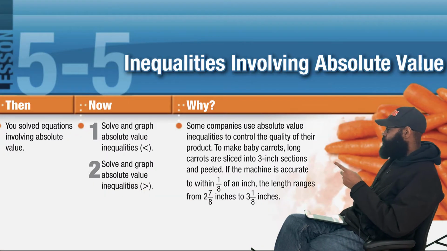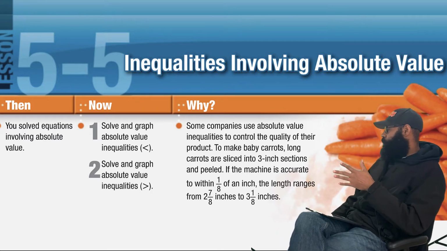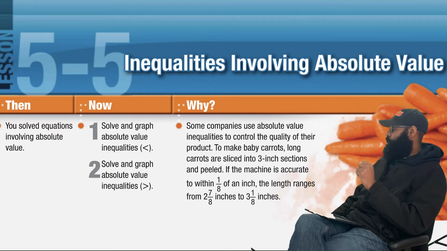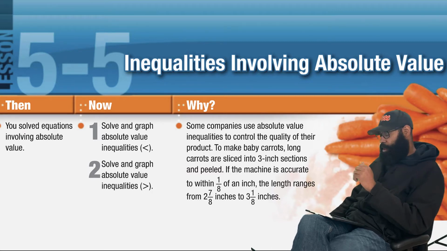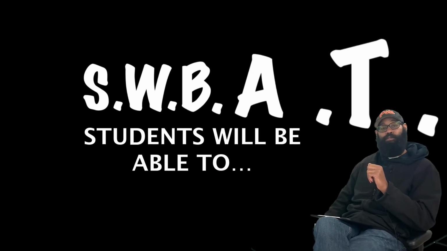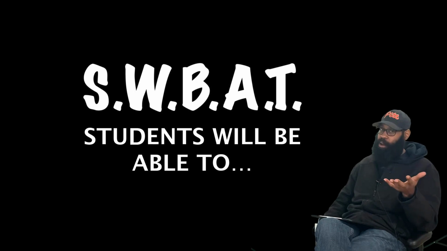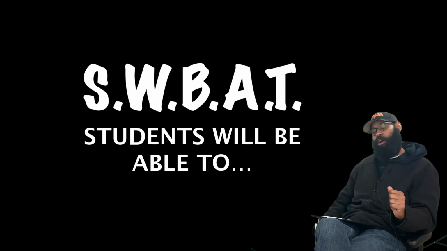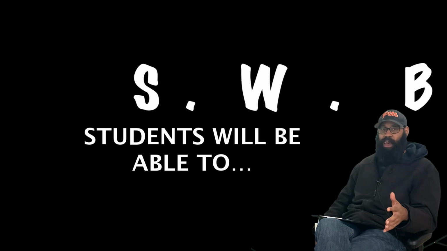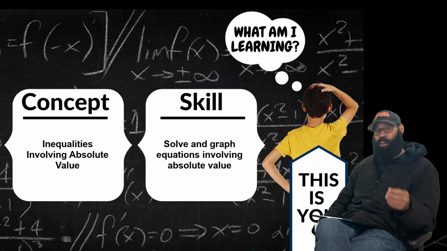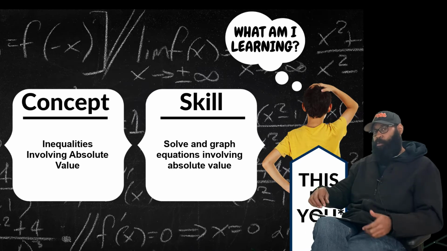Chapter 5, Lesson 5. The learning objective for this handout: solve and graph absolute value inequalities less than. And the second one they have listed here, solve and graph absolute value inequalities greater than. So students will be able to solve and graph absolute value inequalities. Concept, absolute value. Skill, we're going to graph and solve. So we've got two skills going on, guys. Let's get this started.